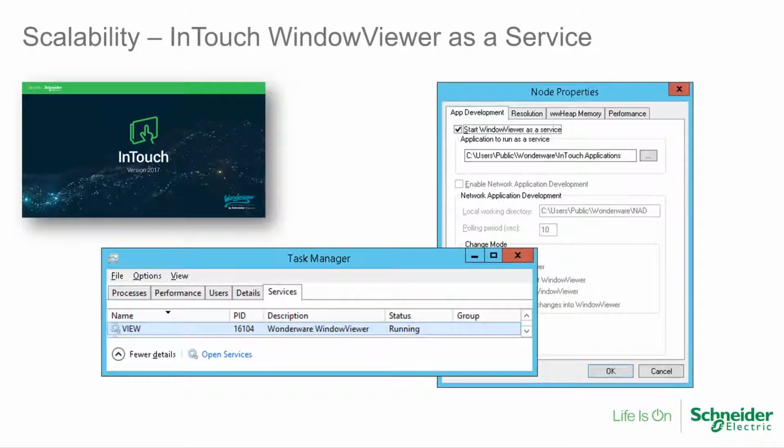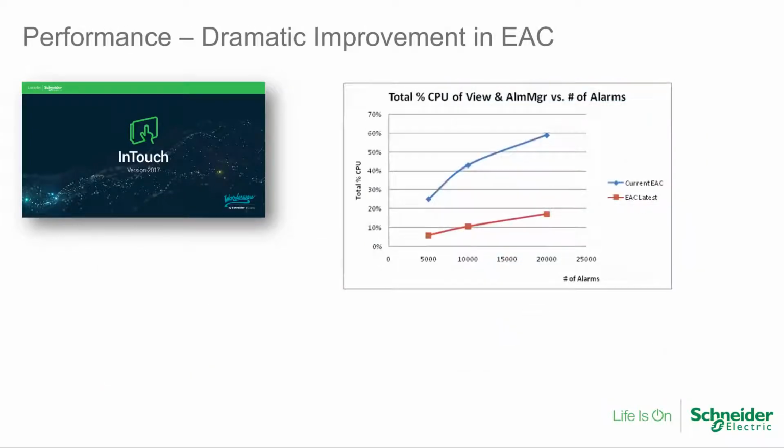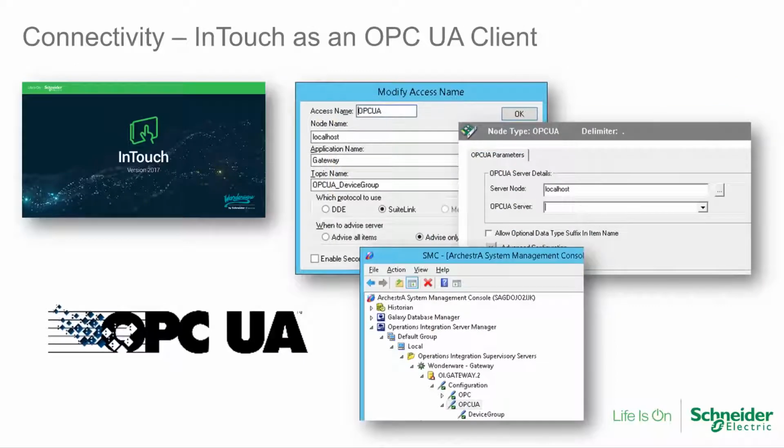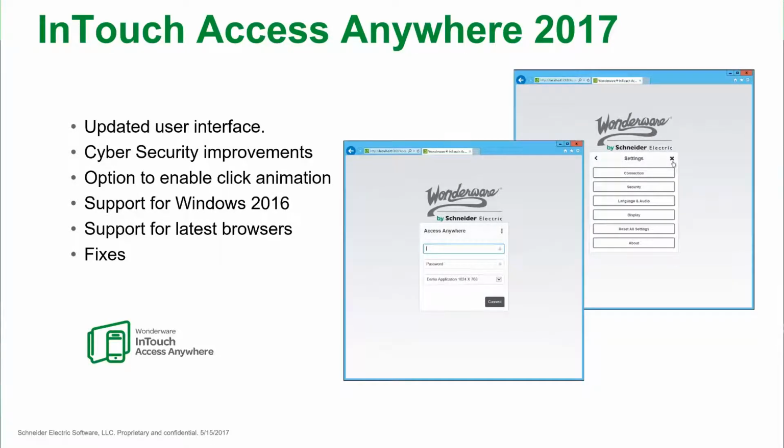In addition, InTouch 2017's window viewer can be run as a service, allowing operation as a headless data and logic server. We've also made dramatic improvements in the alarming client's performance and added autocomplete to the script editor. And finally, InTouch 2017 is now able to act as an OPC UA client, further expanding its reach into the vast amounts of data within our users' production environments. Correspondingly, InTouch Access Anywhere has received several upgrades, including a streamlined user interface and support for new InTouch 2017 features.